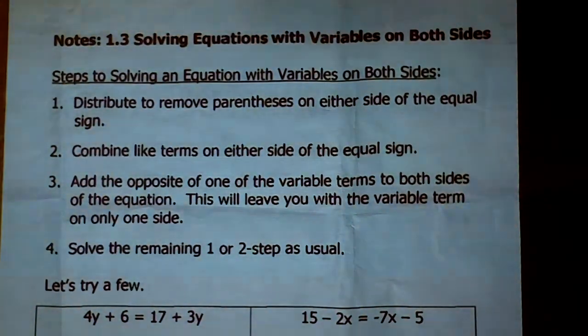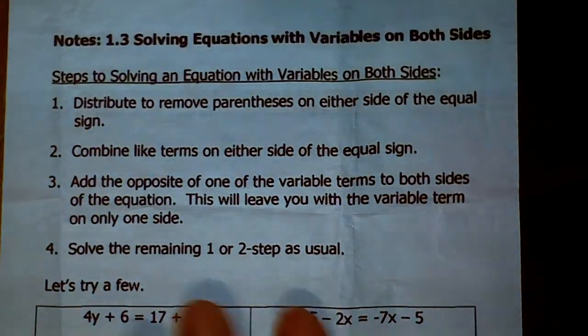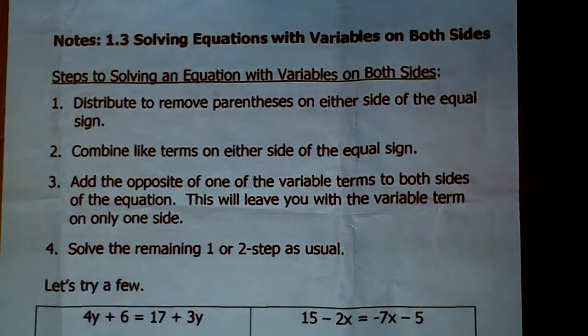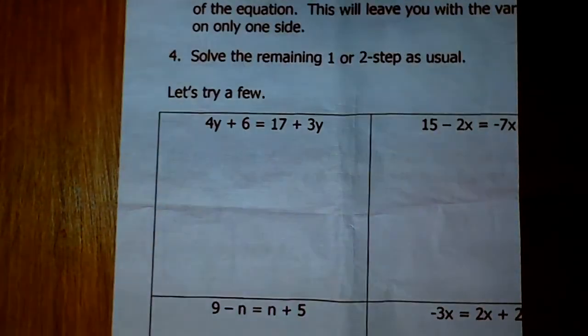So basically, to eliminate something, you add the opposite of it. That creates a zero pair. So you'll end up adding the opposite of one of the variable terms to both sides of the equation, and you'll see after that step that you're going to be left with either a 1 or a 2 step that you can solve as usual. So let's try a few. These ones I actually think you have not seen before.